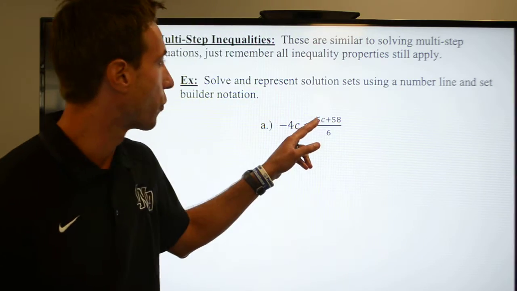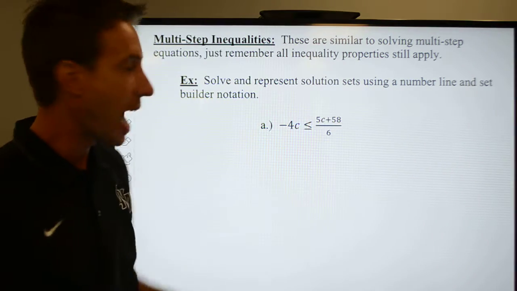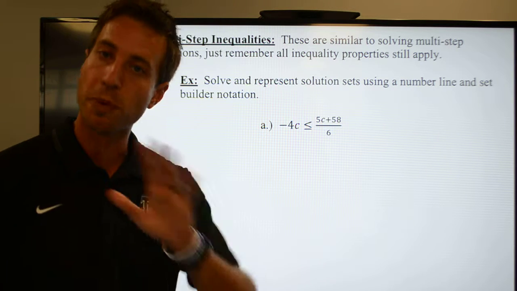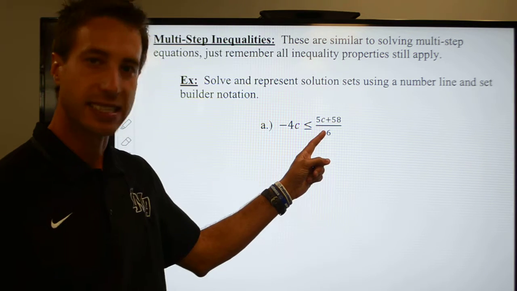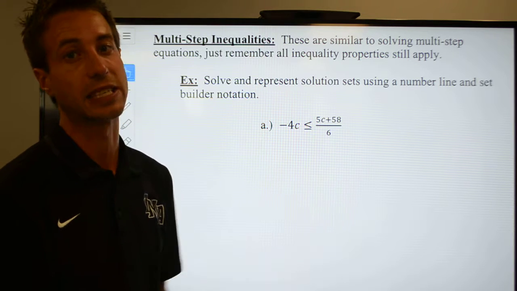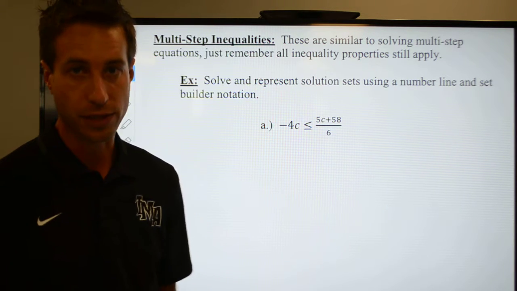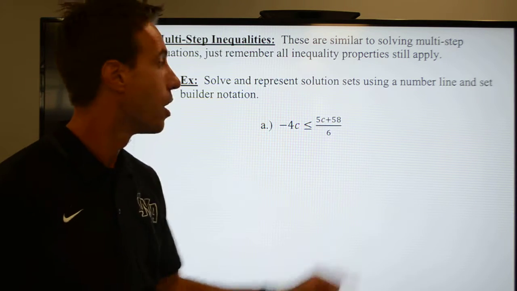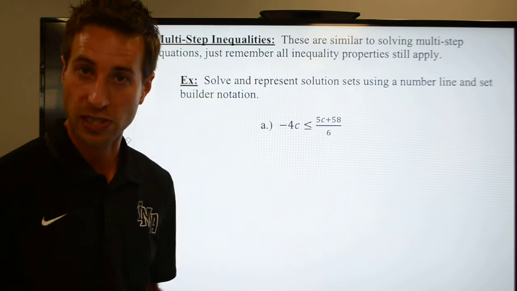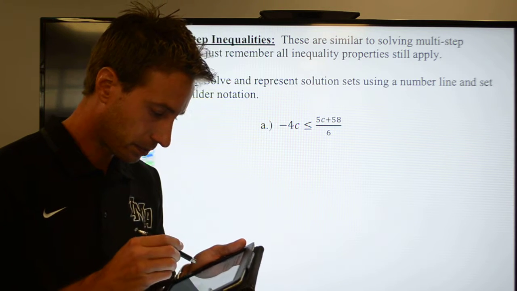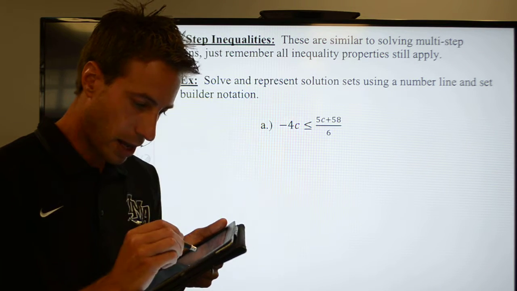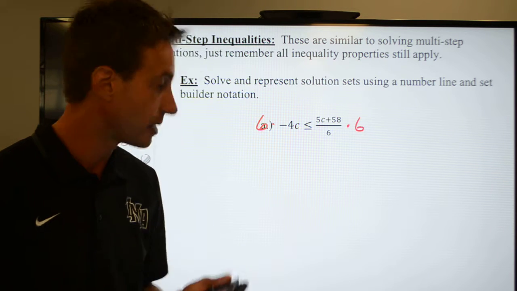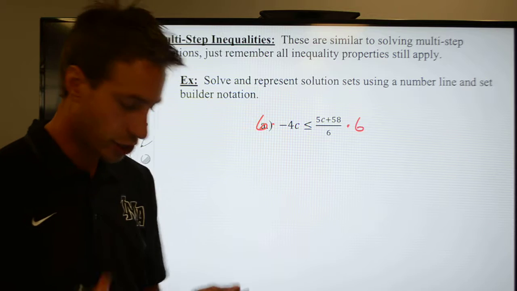I need to solve for the variable c. I have a c on both sides. Well, I'm going to need to combine my like terms. But before I can combine like terms, I got this 6 in the denominator, and I'm going to have to move that 6 out of the denominator. Since I'm dividing by 6, how do I get the 6 out of the denominator? Well, I multiply both sides by 6. So I will multiply this side by 6, multiply this side by 6. Those 6's are going to cancel each other out.